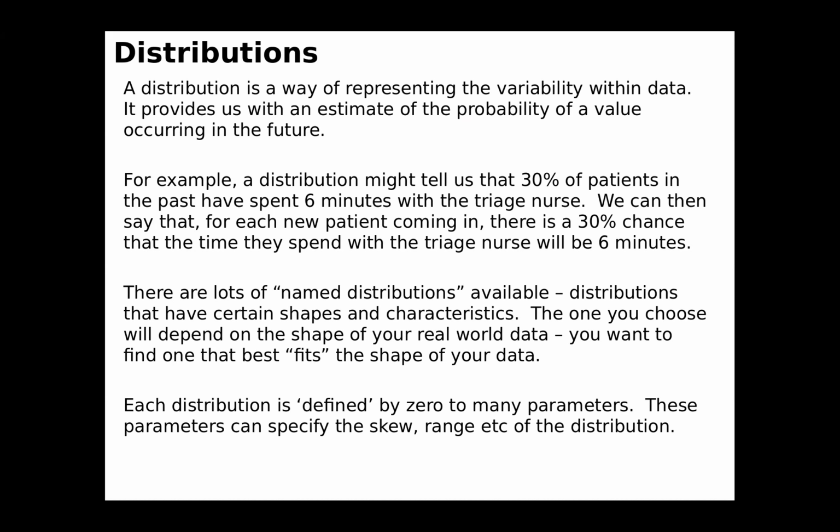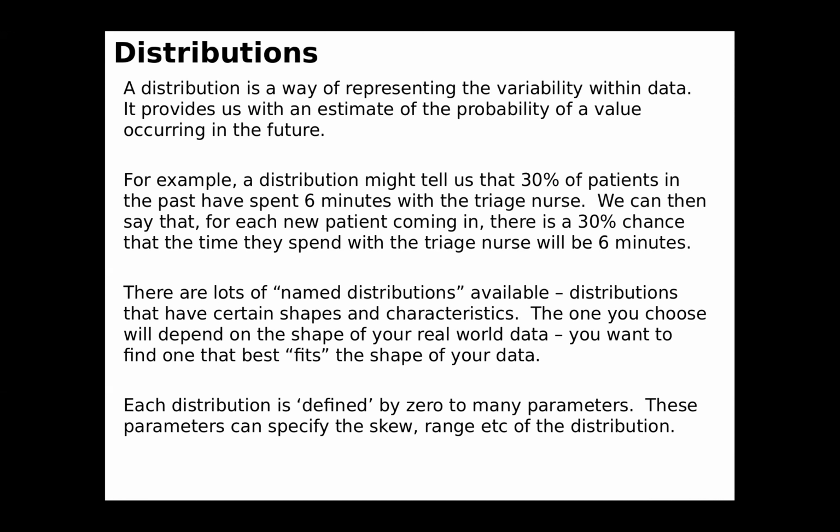So for each patient that comes in, the model needs to work out how long that patient is going to spend with the nurse. What it'll do is sample from a distribution. So it'll randomly pick a number, but it'll take it from that distribution. And in this distribution, we're saying that 30% of patients spent 6 minutes with the nurse in the past. So there'll be a 30% probability that the number the model picks for how long this patient spends with the nurse is 6 minutes. The distribution basically sets up the probability profile to say there's an X% chance that they spend this long with the nurse.